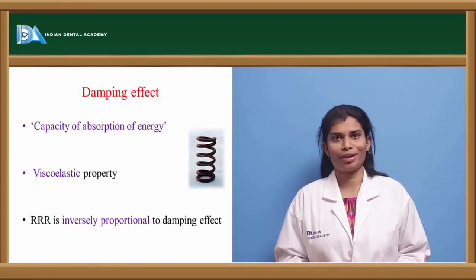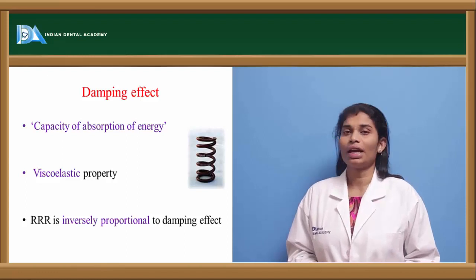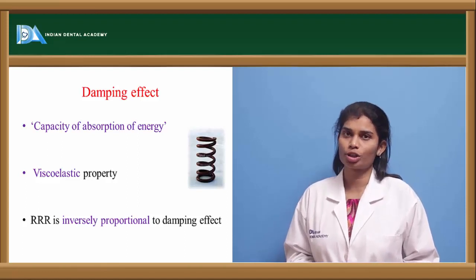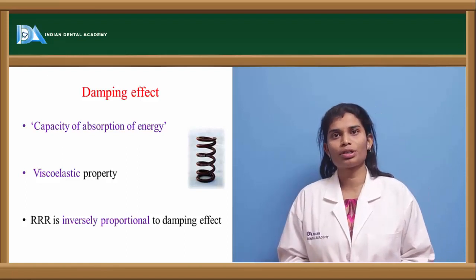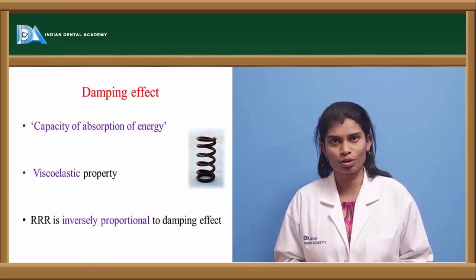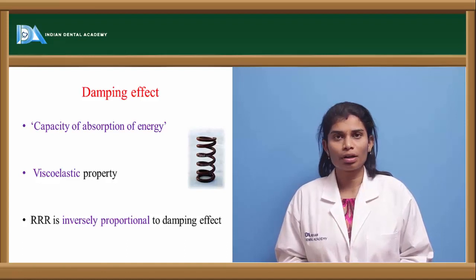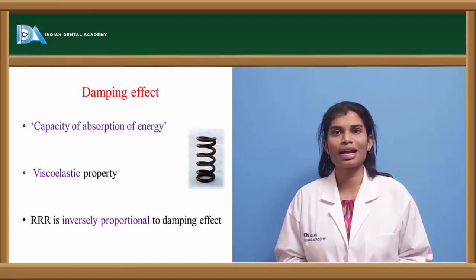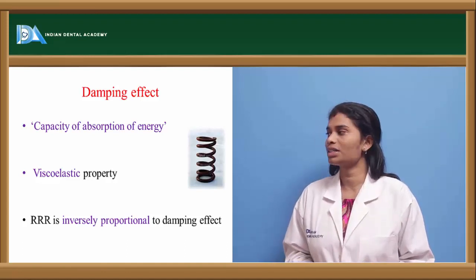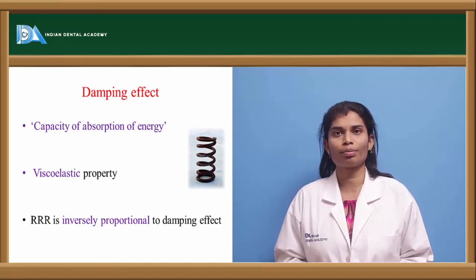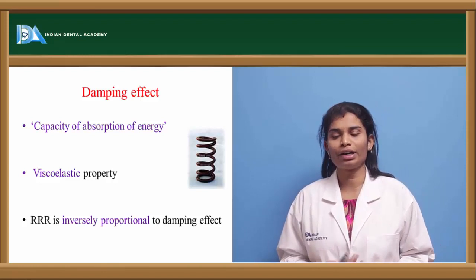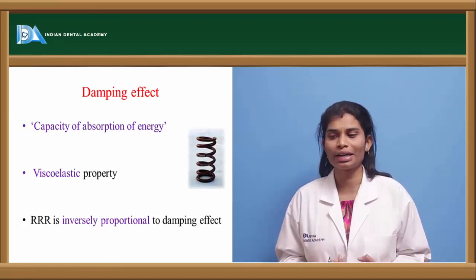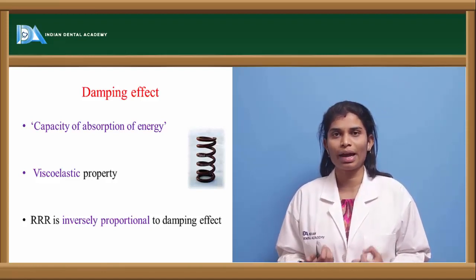Coming to damping effect. This is one factor which is inversely proportional to residual ridge resorption. Damping effect is the capacity of absorption of energy that is transmitted into the tissues. In simple terms, it can be said as elasticity or flexibility. This is seen in the mucoperiosteum of the bone. So the more the damping effect, the more forces will be absorbed. It is the stress absorbing mechanism of the bone.